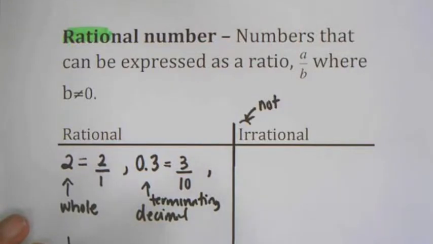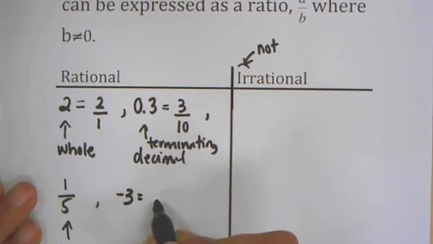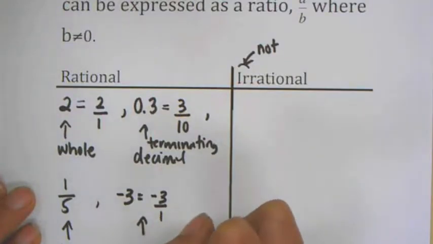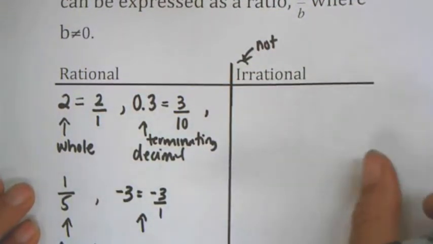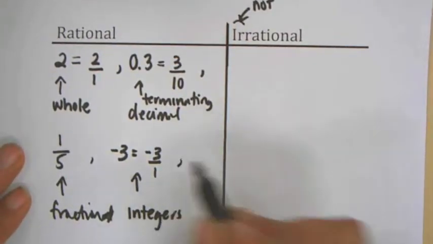Obviously, a fraction, for example, 1/5, is a rational number because it's already in fractional form, already a ratio. What about integers? Okay, well, I can think about something like -3, and I can write this as a ratio as well, -3 divided by 1. And just a reminder that integers are positive and negative whole numbers, and that also includes 0.